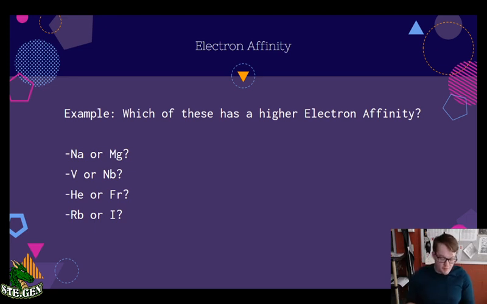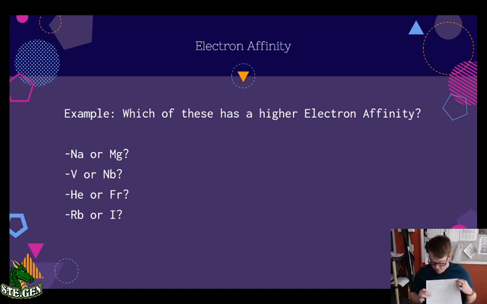So we're just following the trend, pointing to fluorine for electron affinity, ignoring the noble gases. Sodium and magnesium. Magnesium is further to the right. It's closer to fluorine than sodium is, so magnesium must have a higher electron affinity. Vanadium or niobium. Vanadium is right here. Niobium is right underneath it. Vanadium is above it. That means it's closer to fluorine because it's further up. So vanadium must be higher electron affinity.